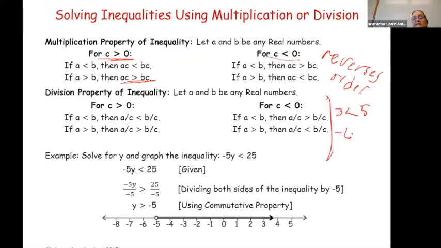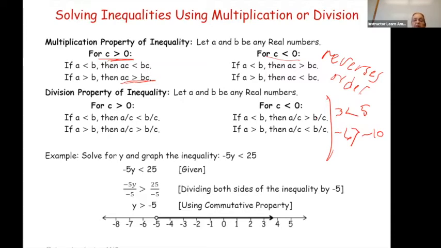So you have negative 6 and negative 10. Well, negative 6 is a greater number than negative 10. So you can see that the order is reversed. The same thing happens for division. It works the same way as multiplication. If you divide by a positive number, you preserve the inequality. If you divide by a negative number, you reverse the order of the inequality.